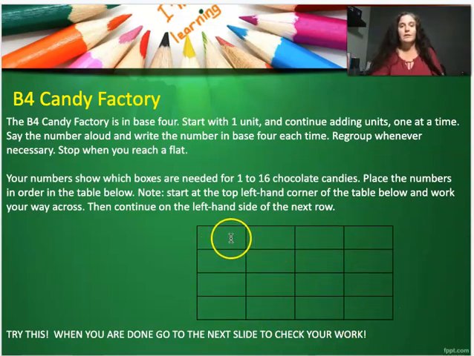So we're going to go 1, 2, 3, and then right here, we're not going to write a 4, because think about your boxes. You would have 3 unit boxes, but once you get to that 4th candy, you can move over a column, and now you can use a long box. So you're placing these numbers as what it would look like to package each one of those boxes. So think of your boxes. Try this: fill in the whole table and then make sure you pause this video so you can check your work on the next slide.